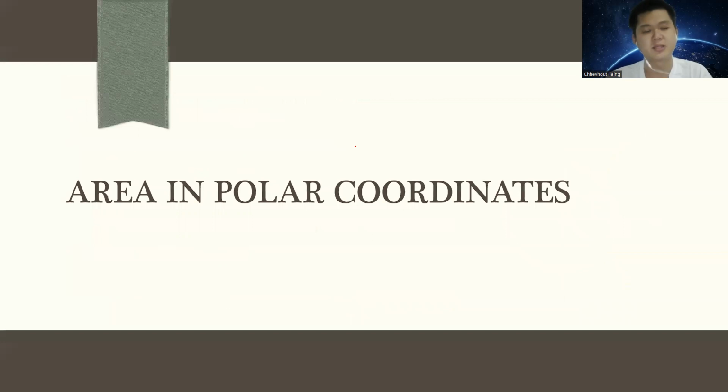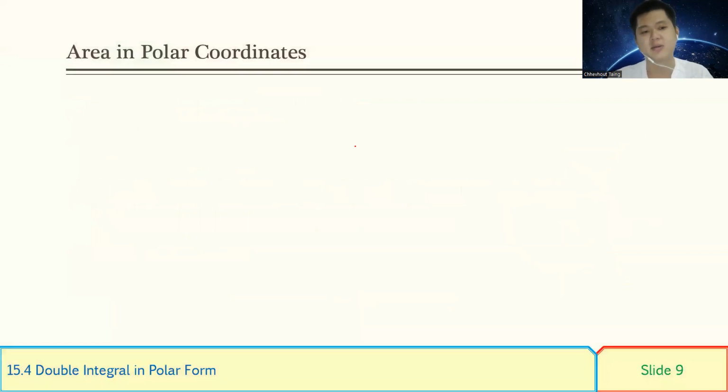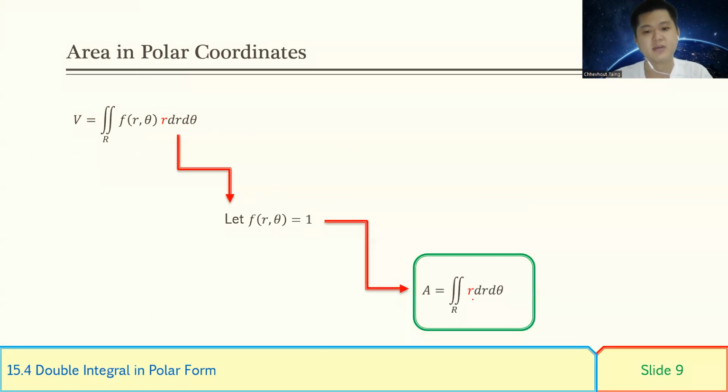The final concept of this chapter is the area in polar coordinates. For area in polar coordinates, it's the same as in 15.3, where you find area in Cartesian coordinates. If we were to have this region, we have this formula for our double integration in polar form. All you have to do to find the area is to let f of r, theta equal 1. When you do that, you would find the area of the region instead.